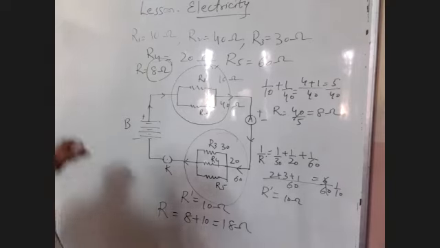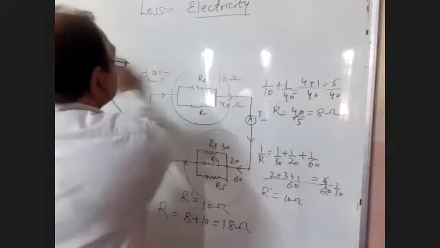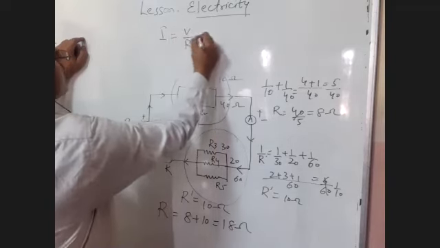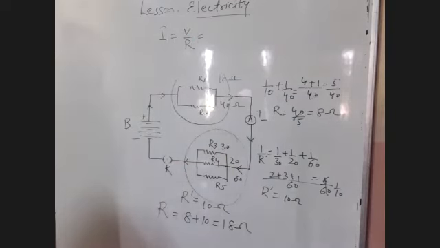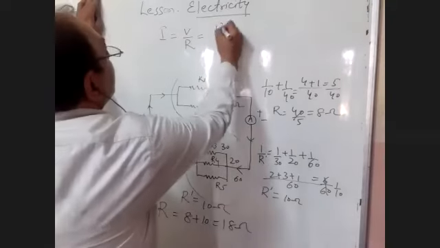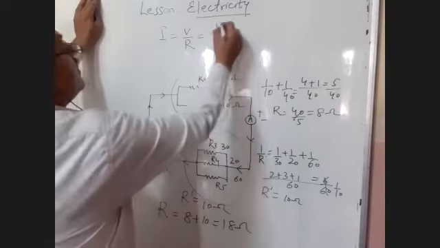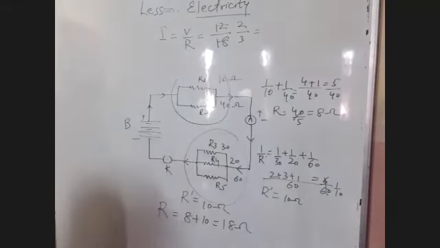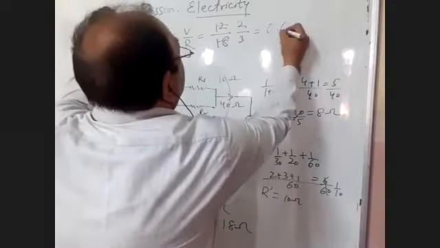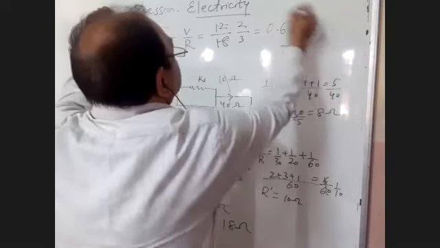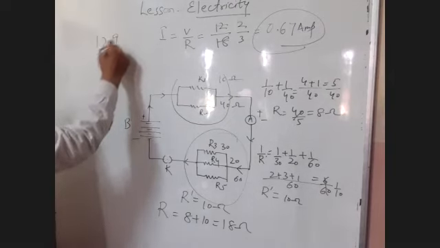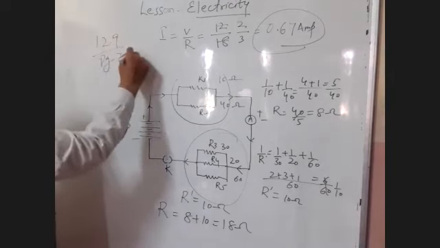How do we calculate it? The current I is equal to V by R. The potential difference V is given as 12, and the total resistance we have calculated is 18. That is 2 by 3, so the value of the current will be 0.67 ampere. So this is the answer to your question number 12.9 on page number 215. Is it clear, students?